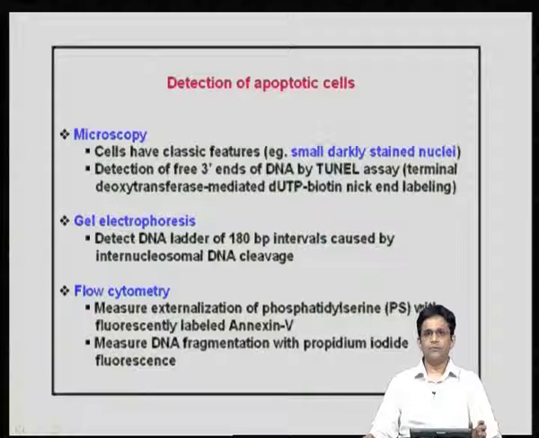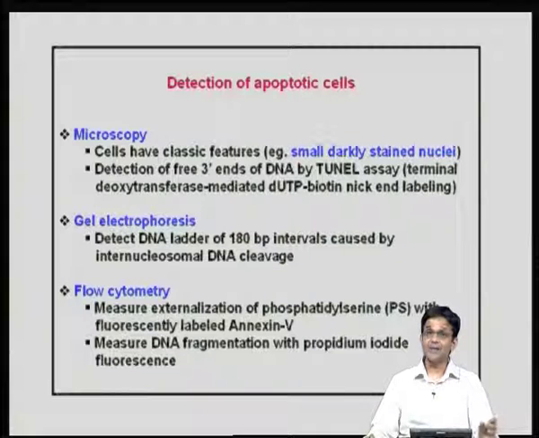The other way is gel electrophoresis, where you look at the DNA ladder, which is what I said, that you can look at these 180 base pair intervals, and that is caused by nucleosomal DNA cleavage. Then you have flow cytometry.